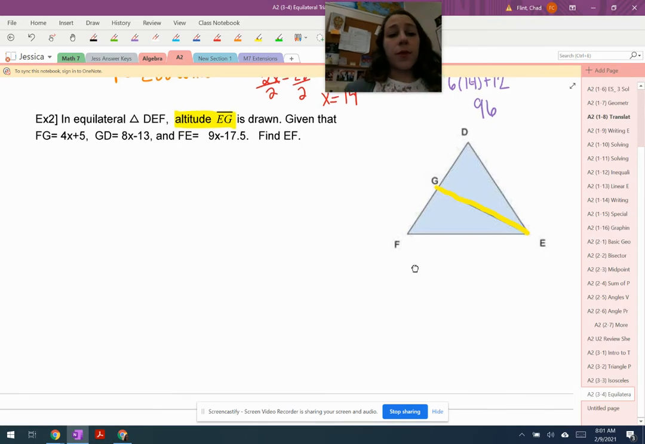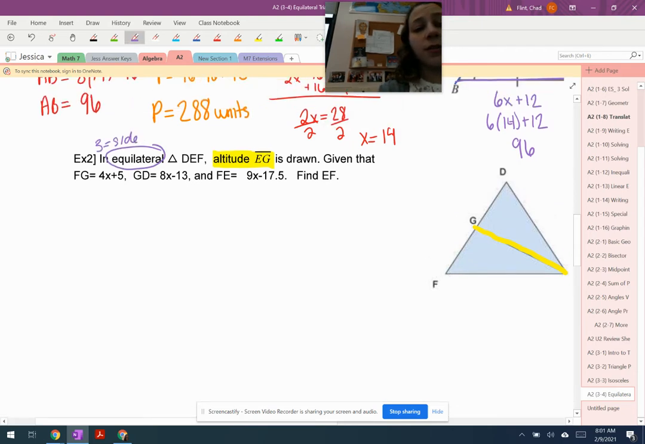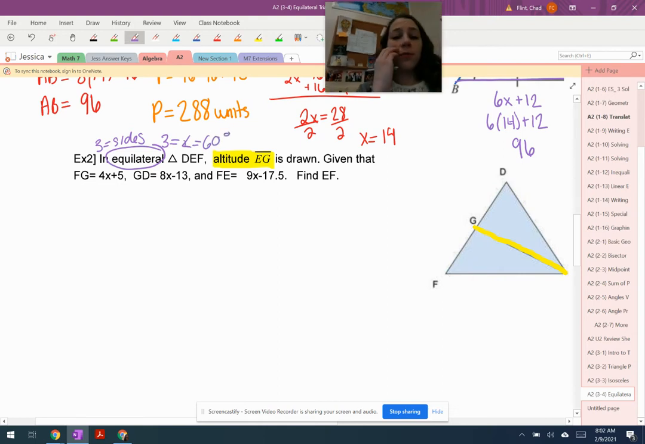Okay, so things that we're writing down, things that we're knowing. Equilateral is telling us 3 equal sides, and 3 equal angles that are equal to 60 degrees. The altitude, we'll talk about the altitude next.